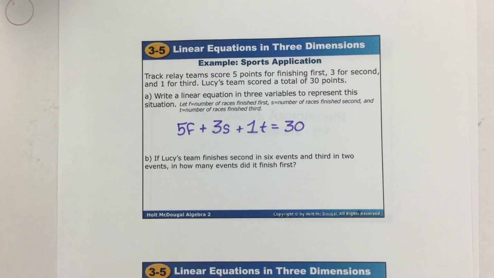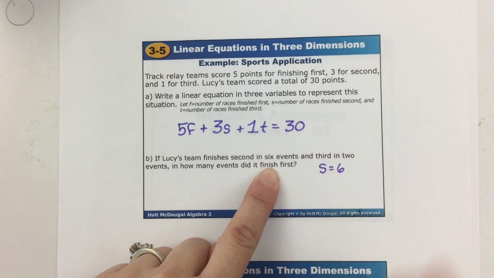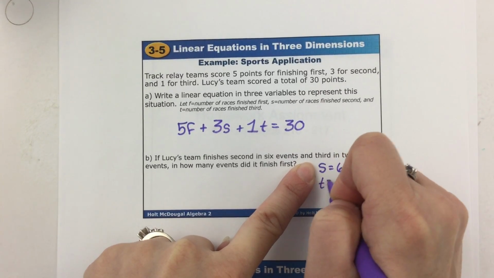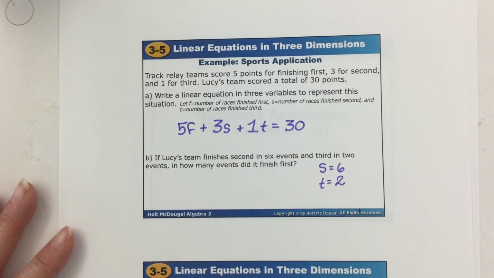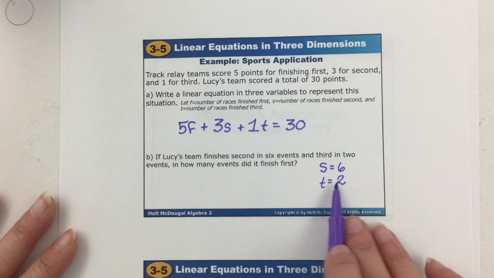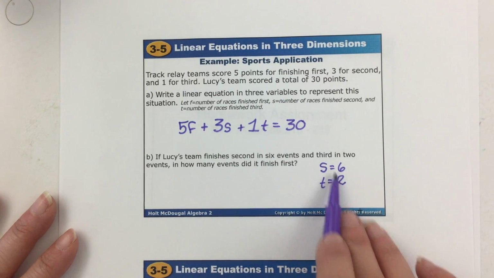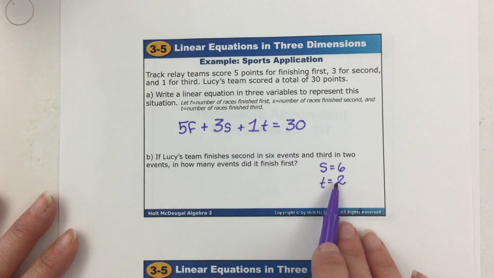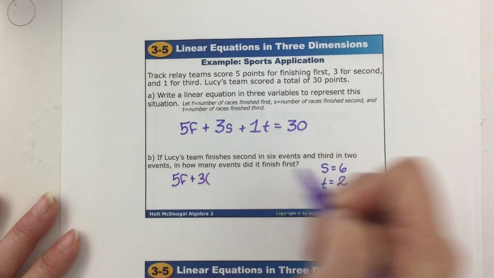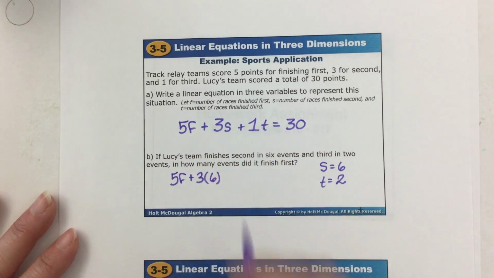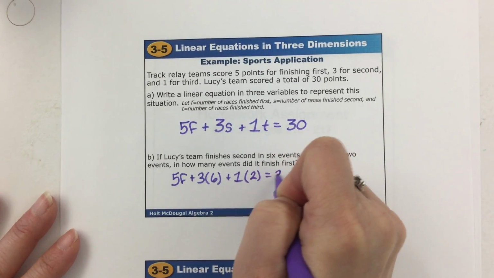If Lucy's team finished second in 6 events, so that means S equals 6, and third in 2 events, so T equals 2, how many events did they end up getting first? So we just go ahead. Second, they earned 6 times. Third, they earned 2 times. So we replace these variables with the numerical values. So 5F plus 3 times 6, plus 1 times 2.